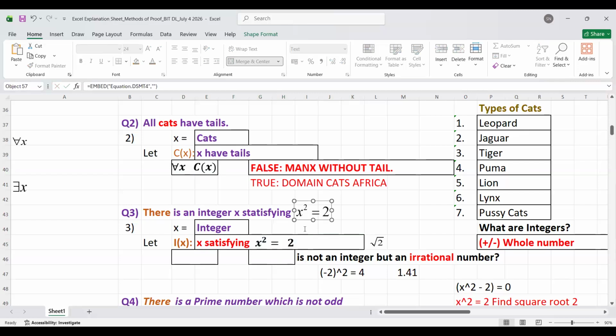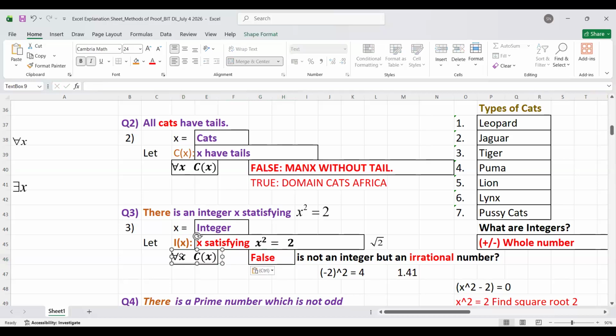Okay, so that is your statement. Now, we want to find out, is this statement true or is it false? Is there an integer that when you square, it will give you 2? Is it true or is it false? False. It's false. Okay, so first of all, we have to rewrite this in symbolic form.